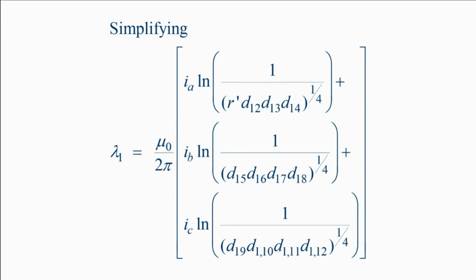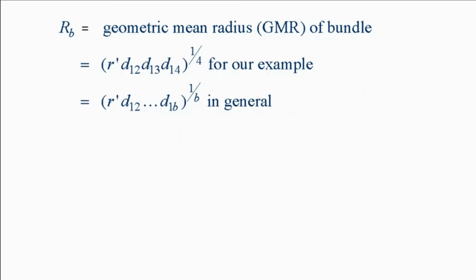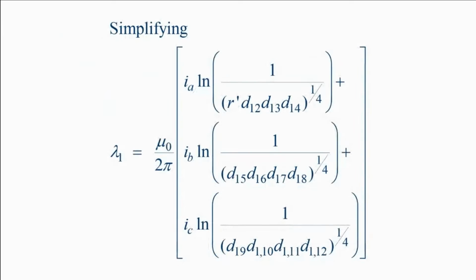Now, next step. As you see here, I collected the first term, the distances of the first conductor. D12, D13, D14 are for the same conductor, phase A, inside the bundle. And the others are the distances.